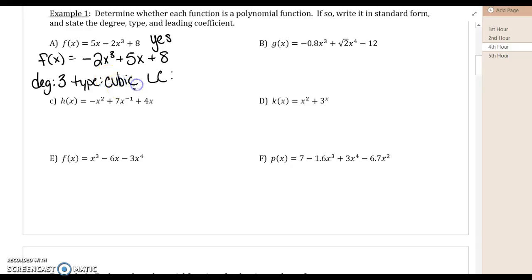Cubic. And the leading coefficient, the number in front of the term with the largest exponent, is -2. That's it.